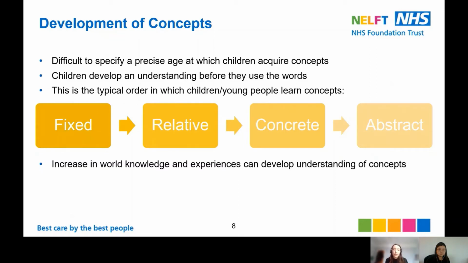Next, they need to appreciate that some attributes are not fixed but relative. For example, cats are bigger than mice, but cats are smaller than elephants. Then they develop an understanding of a wide range of different concepts at a concrete level, directly related to the here and now. For example, oh, you dropped your towel in the water and now it is wet.